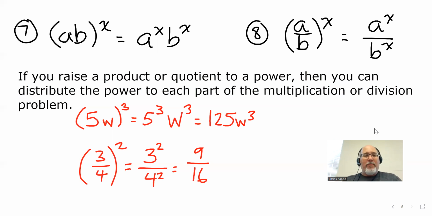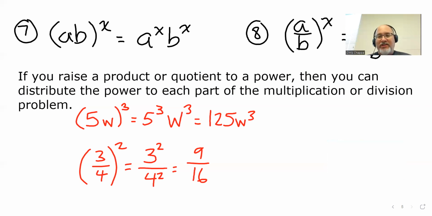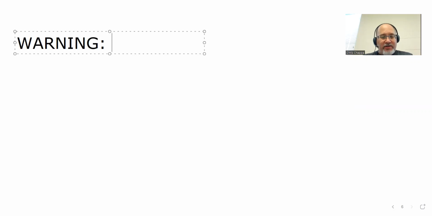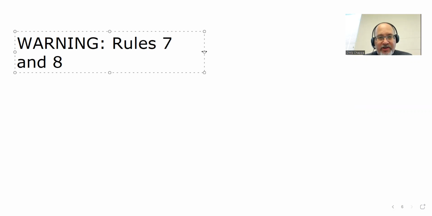And I think we've covered the main exponential rules, but there is one rule that I need to put that's almost like an anti-rule, meaning something that you can't do. And it's a follow-up to number 7 and number 8, which are kind of distributive in nature. Here's a critical rule that I see people in the highest level math classes make a mistake on because they're not paying attention. So we'll put it in a larger font size. Warning, rules 7 and 8. Let's widen this text box.